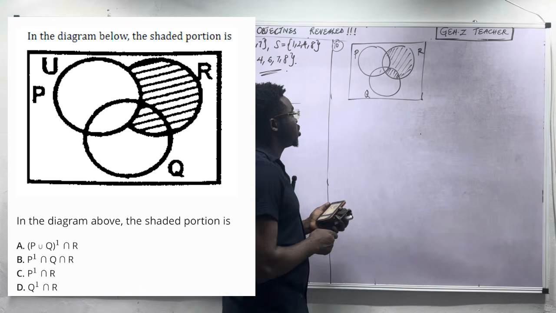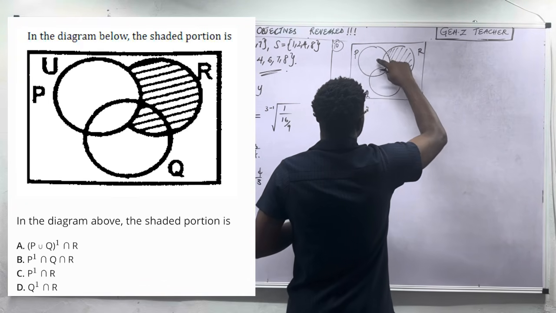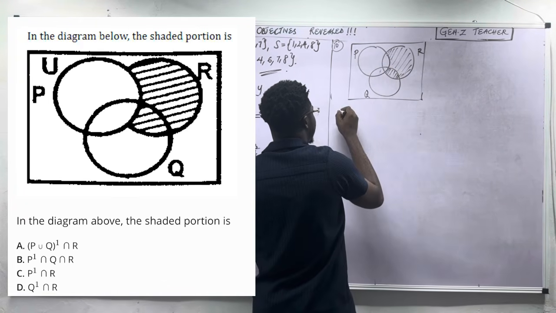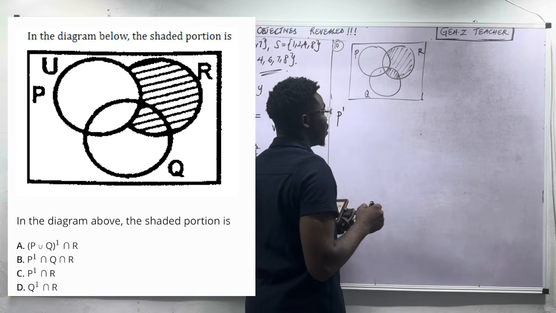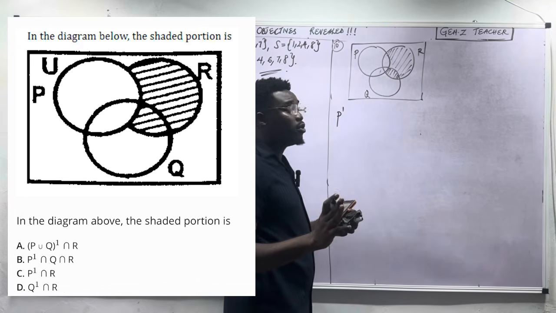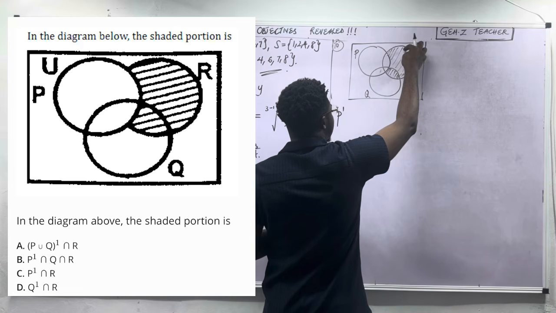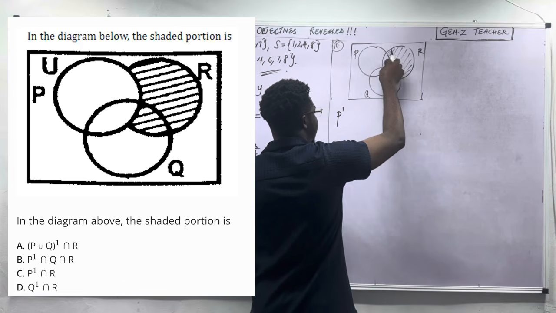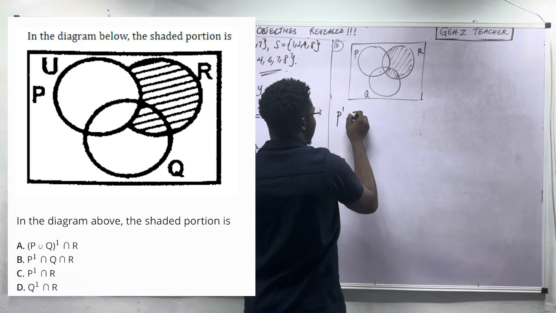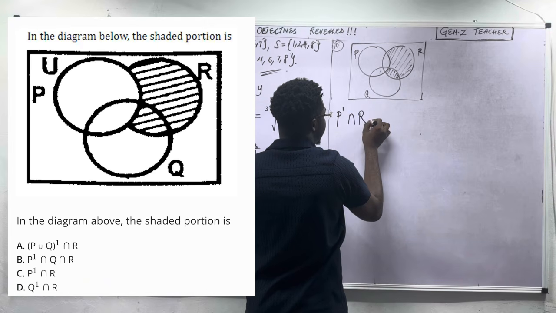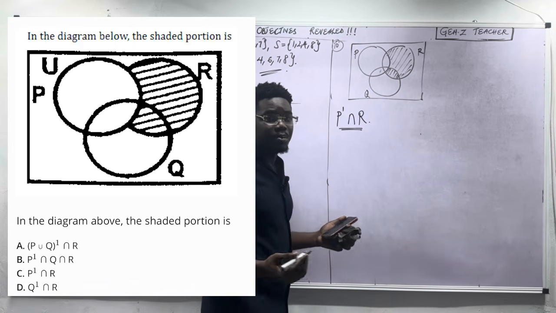Question number 10 says in the diagram below, the shaded portion is dashed. Now let's check where was shaded. Now R was shaded, but none of P was shaded, so we must have a P complement first of all. Now P complement basically refers to Q and R. But now the entire R was shaded except the part entering P. So I can say P complement intersecting R should be the best answer to this question.